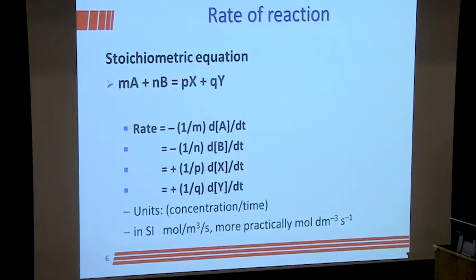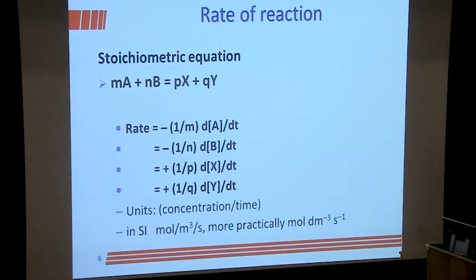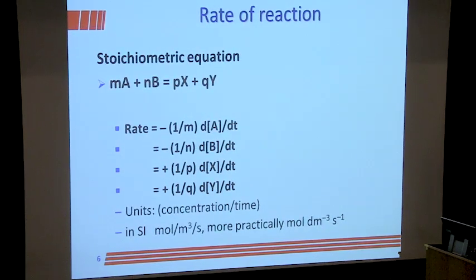All right, and then if we have any equation, we have m moles of A plus n moles of B, giving us p moles of X and q moles of Y. The rate is minus 1 over m, the change in concentration of A with respect to time. It's minus 1 over n, the change in concentration of B with respect to time. It's plus 1 over p, the change in concentration of X with respect to time, and plus 1 over q, the change in concentration of Y with respect to time. So you can see that it's minus 1 over the stoichiometric coefficient for reactants and plus 1 over the stoichiometric coefficient for products.